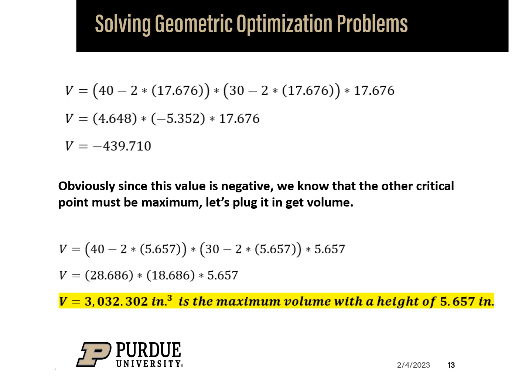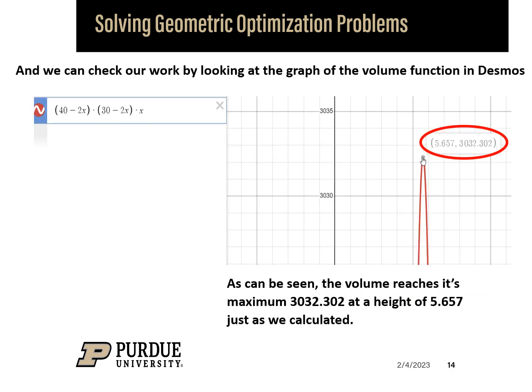So the 17.676 gives us a negative volume, and we know that can't be right, so it has to be the other one. Whenever you plug in that 5.657, that gives you your maximum volume of 3,032.302 cubic inches, and then you're done solving the problem. An easy way to check our work is to plug our volume equation into Desmos and see if it gets the same maximum, and it does.